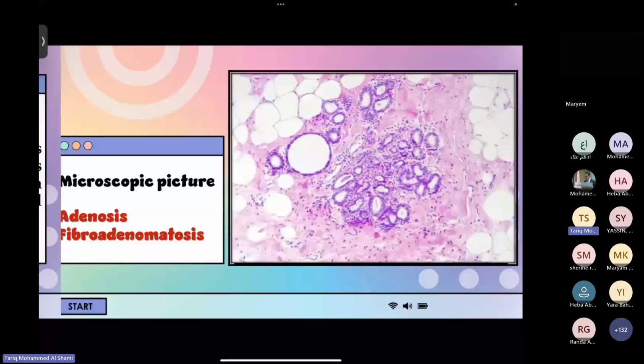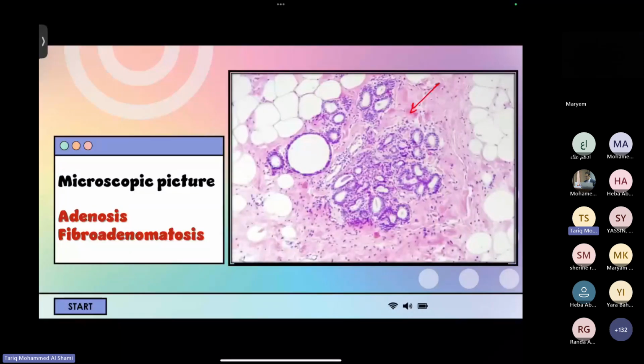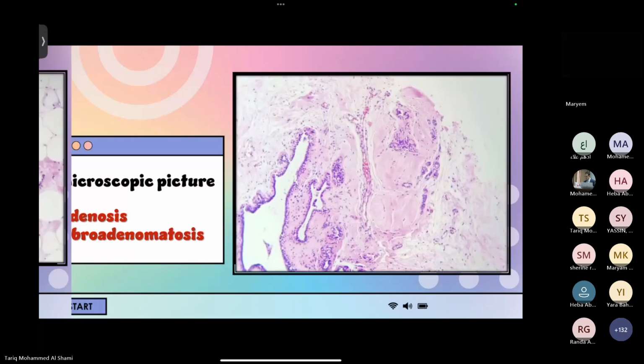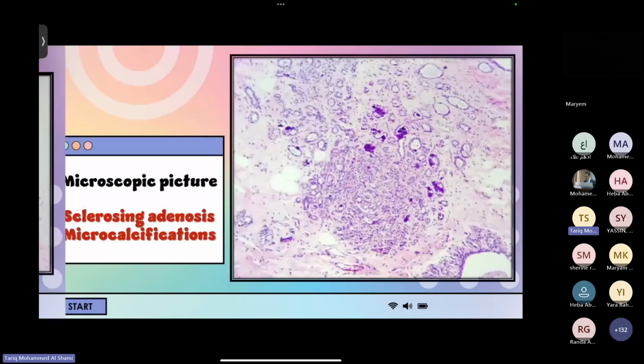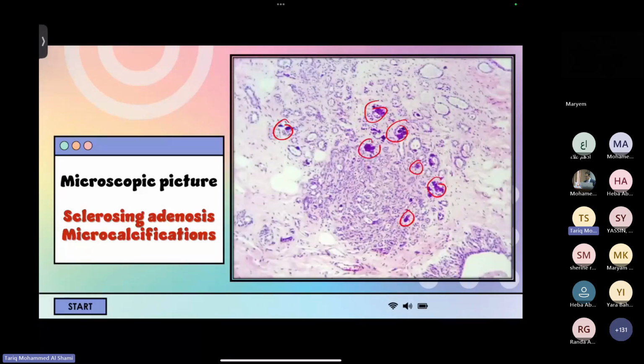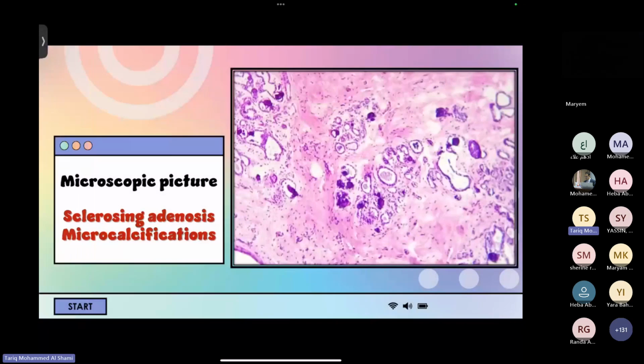First of all, what we see is proliferation of the ducts with some sort of hyalinosis of the stroma. It's an adenosis and fibroadenomatosis with cystically dilated ductules. Here also a cystically dilated duct. And these are the extensive microcalcifications which appear in the mammogram. And here we can find a sclerosing adenosis, diffuse sclerosed hyalinized stroma, entangling the proliferated ductules and the microcalcification.